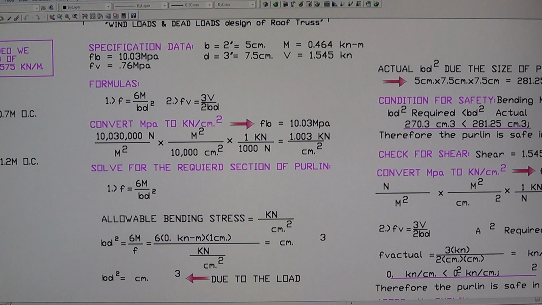So solve for the required section. What we're solving here now is the required section of the wood, of the purlin, due to the moment right here. We have to find the size of the purlin due to this moment here, to see if it's capable of carrying that. Therefore we have to use formula 1 right here: F equals 6M divided by bd square.